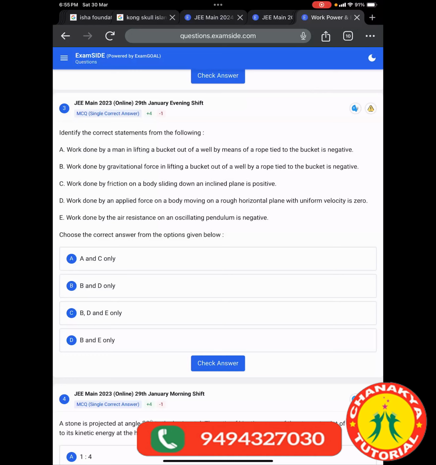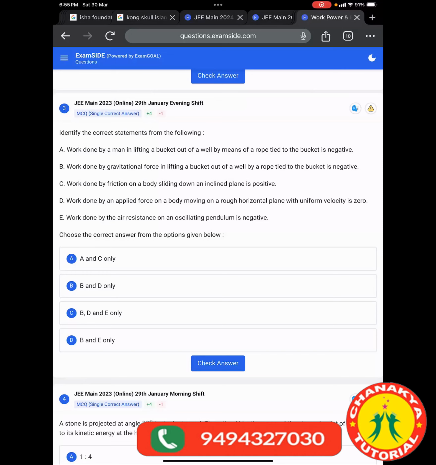Second, work done by gravitational force in lifting a bucket out of a well by a rope tied to the bucket is negative? Correct. Displacement is up, gravity is down. Negative. B is correct. C: work done by friction on a body sliding down an inclined plane is positive. Wrong. Because if the body is sliding down, friction is up, displacement is down. Negative it is. Option C is wrong.